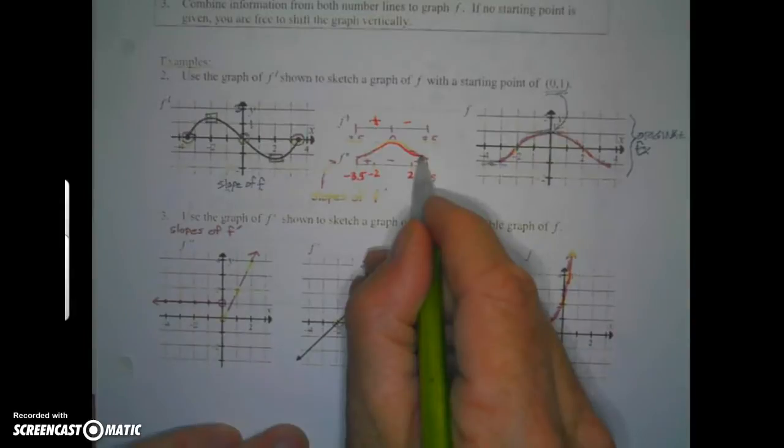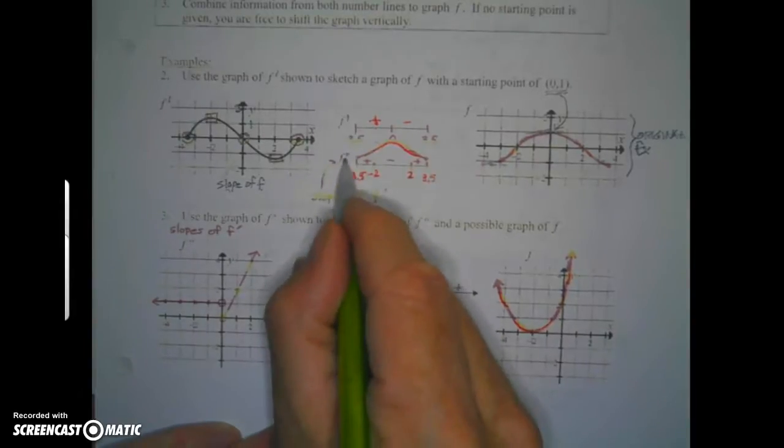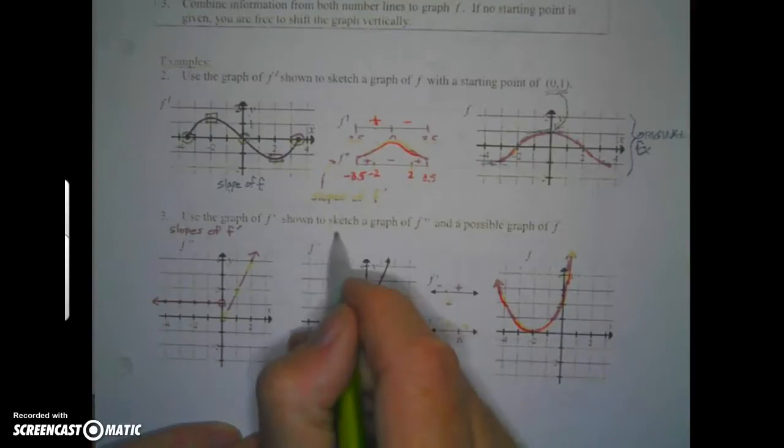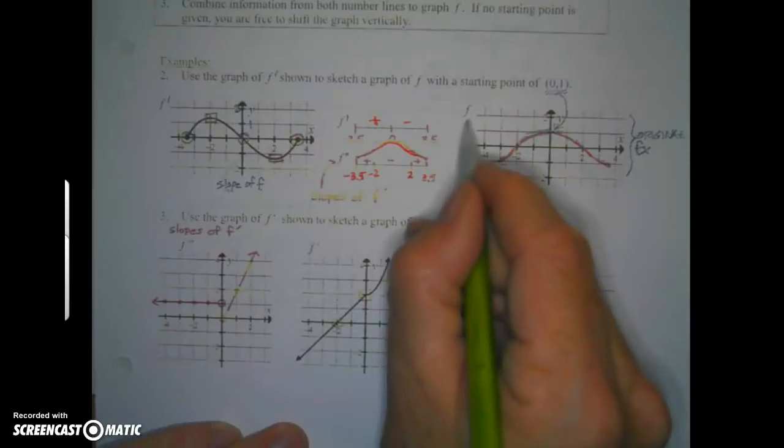Now I want to point out just one thing here, and that is we're going from f prime to f, and that shows f double prime, and that's actually not to be looked at. So this is going to be your original graph.